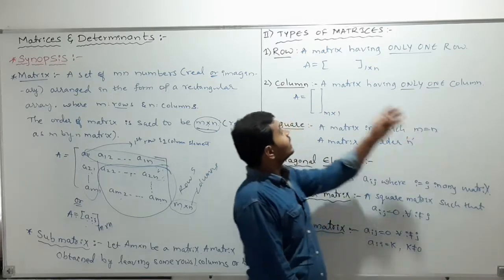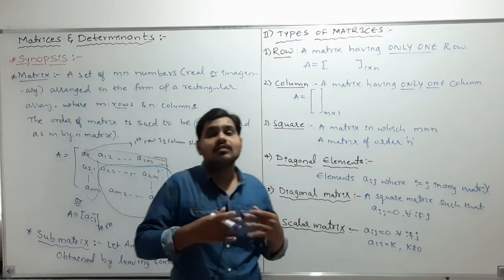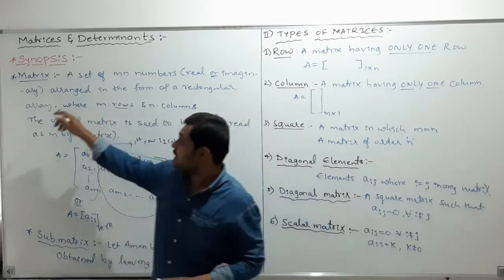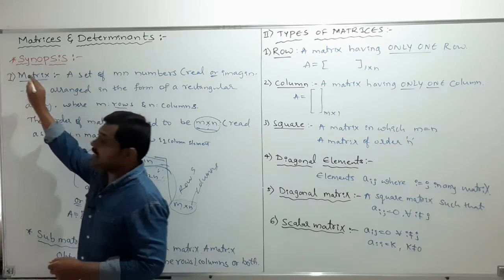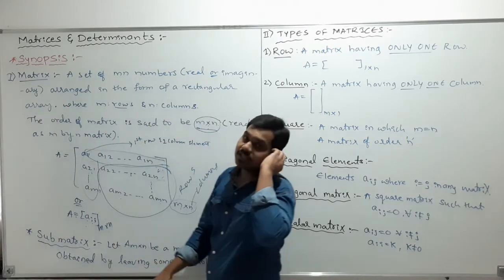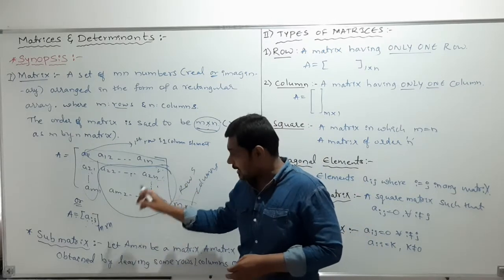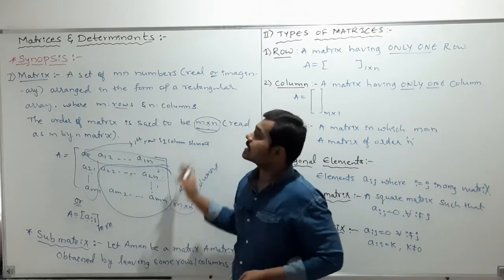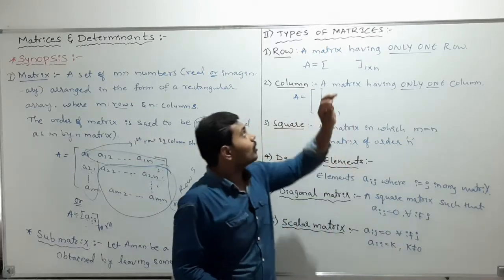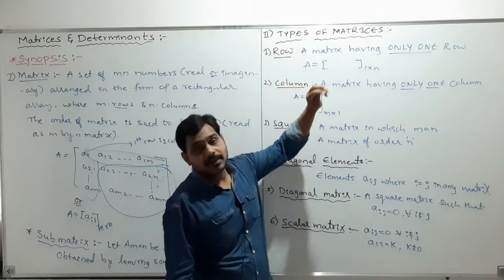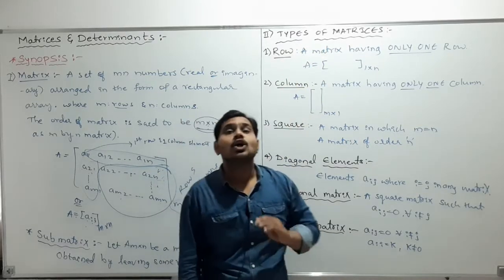And next we will move to the next concept, that is types of matrices. My dear students, here we will discuss one by one. In the first point we discussed the definition of the matrix, the notation for the matrix, and what is a submatrix. The second point is types of matrices. In that, the first one I am going to discuss is the row matrix.